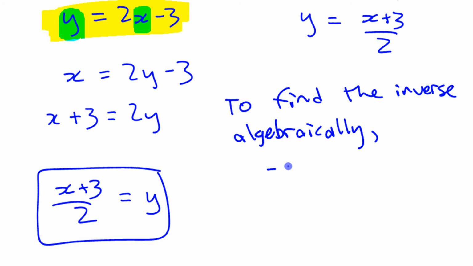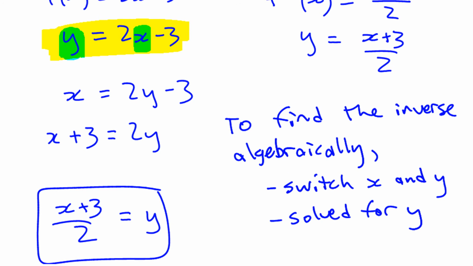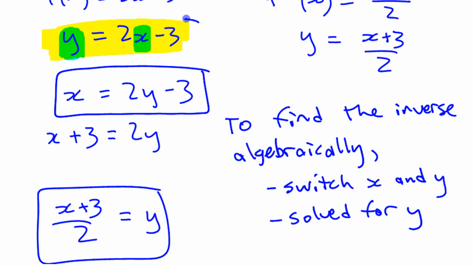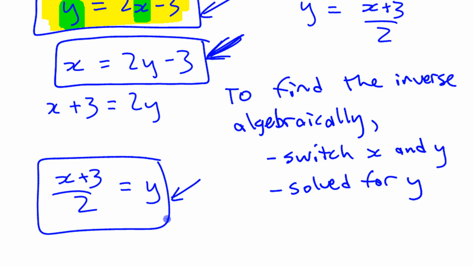If you want, what we did first was we switched x and y, and then we solved for y. Now, the solving for y part, if you think about it, this is the inverse even before you solve for y. Once you switch x and y, this is its inverse. This thing right here is the inverse of this. It's just the convention to solve for y to write it as a function.